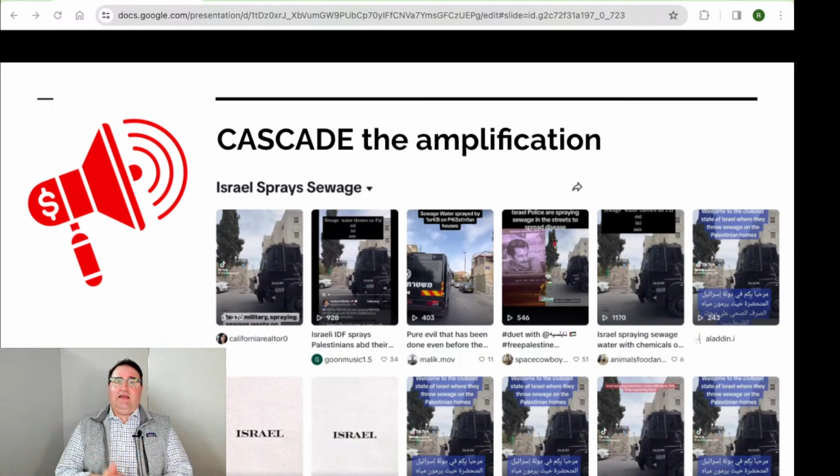Next, finally, we cascade the amplification. And if you search the term "Israel sprays sewage" on Twitter or on TikTok, this is what you get. There are literally hundreds of videos, the same exact video of this Israeli truck spraying skunk water, and there are multiple captions, each of which gets more extreme. And we want to go for the more extreme. We're letting these individual content creators do the work for us.